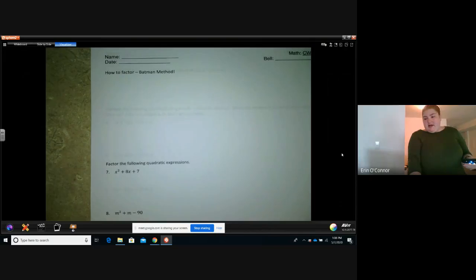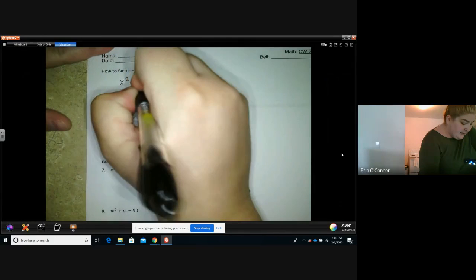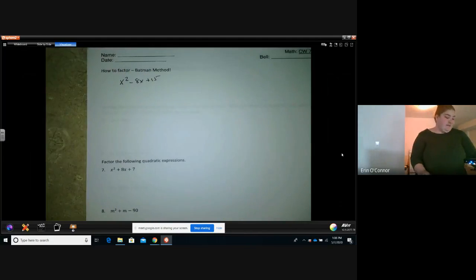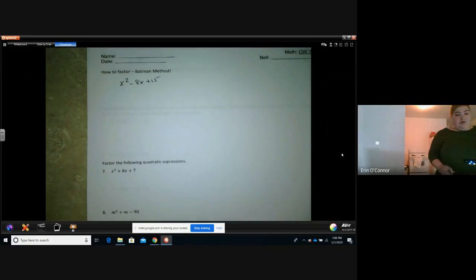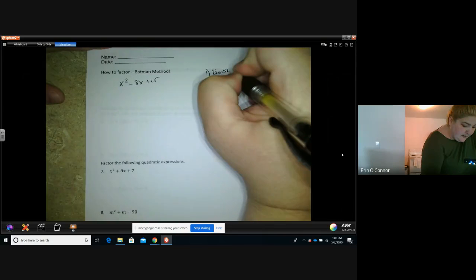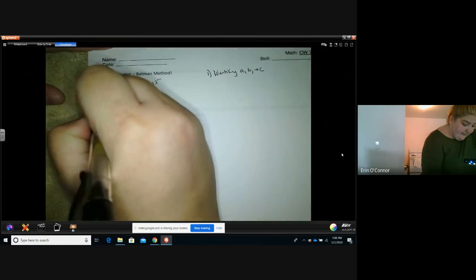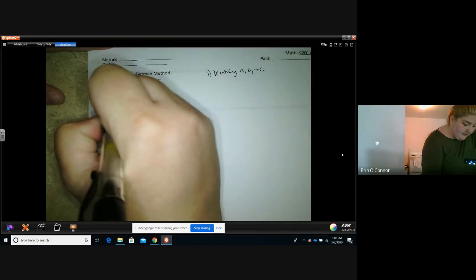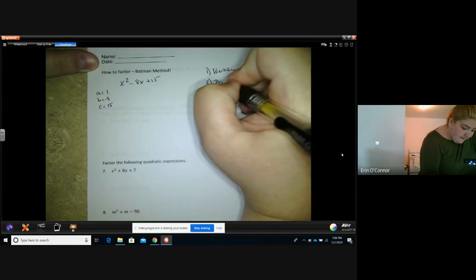So first, we're going to get an equation. And let's actually start with that last one. Our equation is x squared minus 8x plus 15. So that's the last one we had right here. And what we're going to try and do is come back to this. So the first thing you always do with factoring in the Batman method is identify A, B, and C. So A is 1, B is negative 8, and C is 15. All right? The next thing you're going to do is draw Batman.